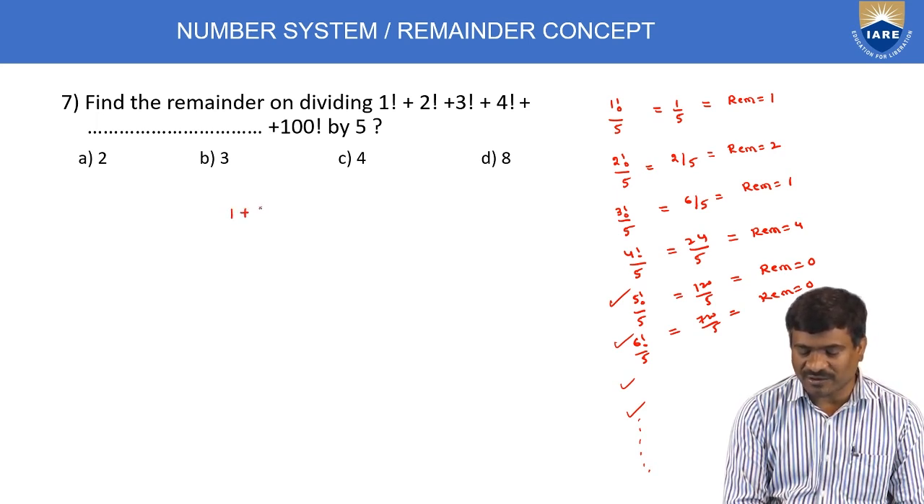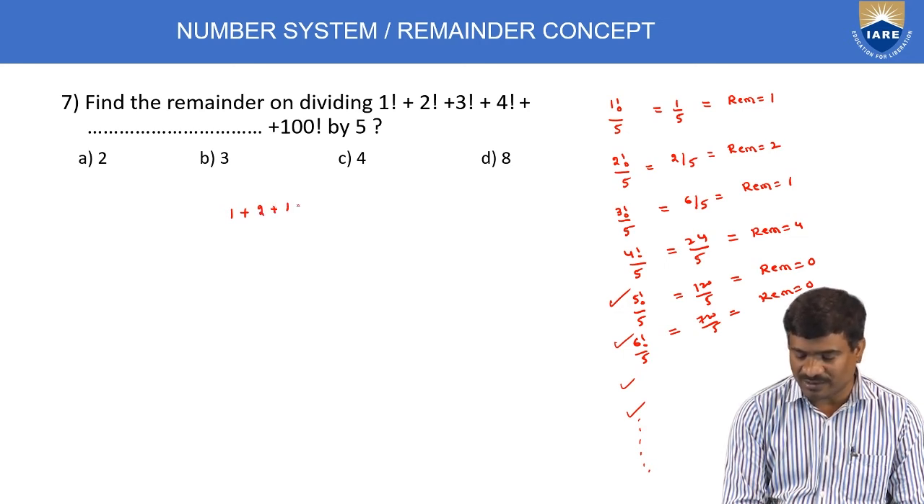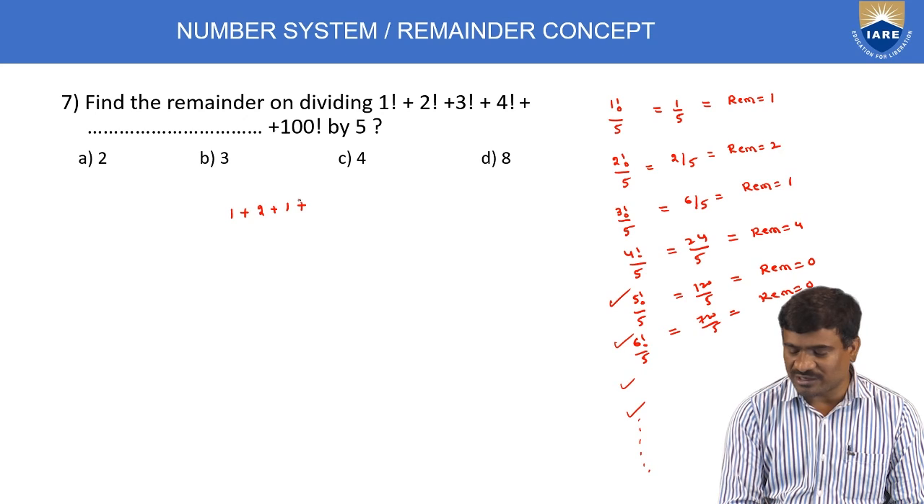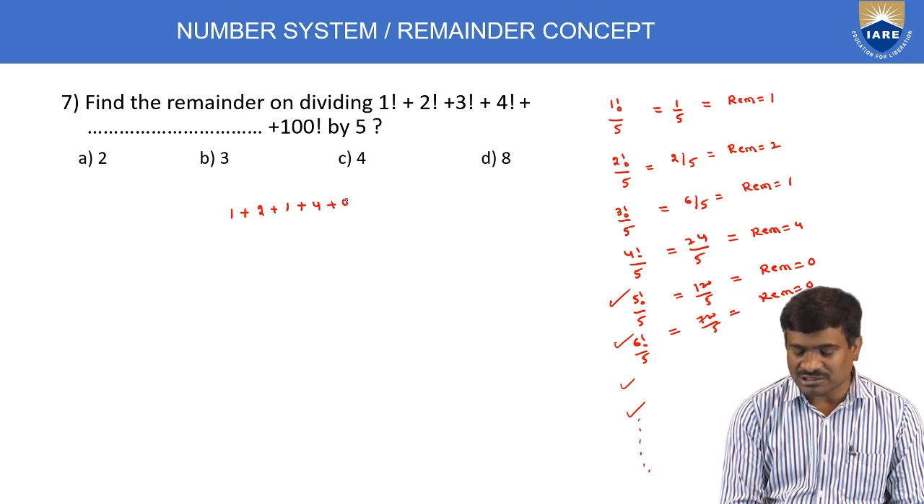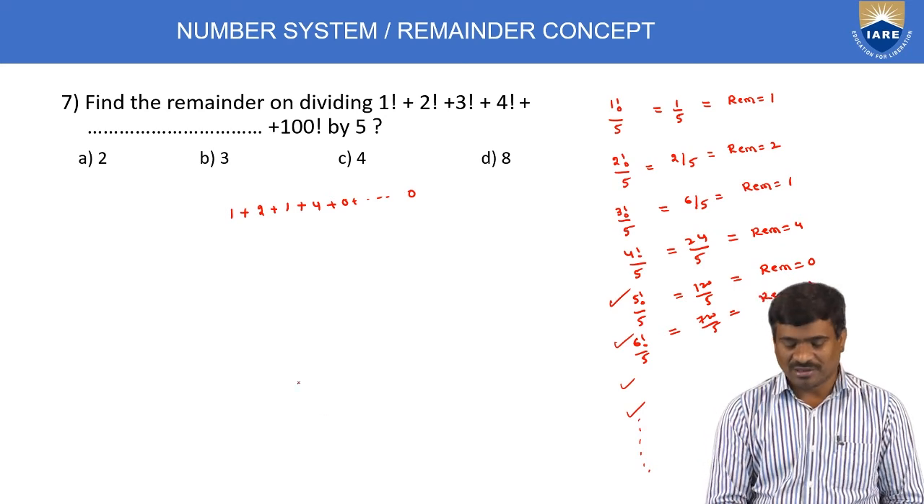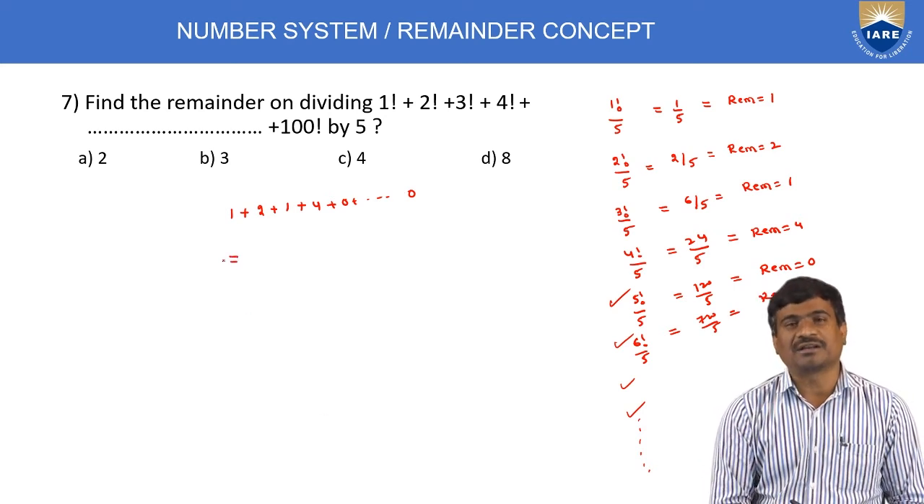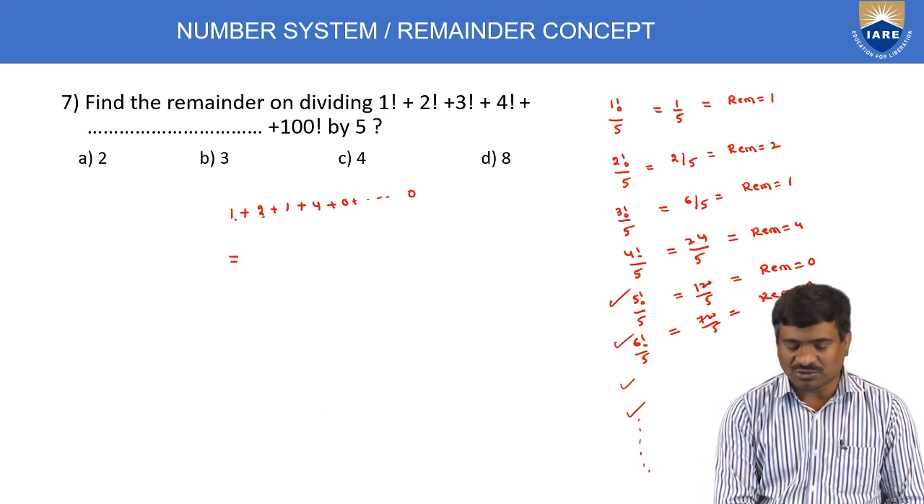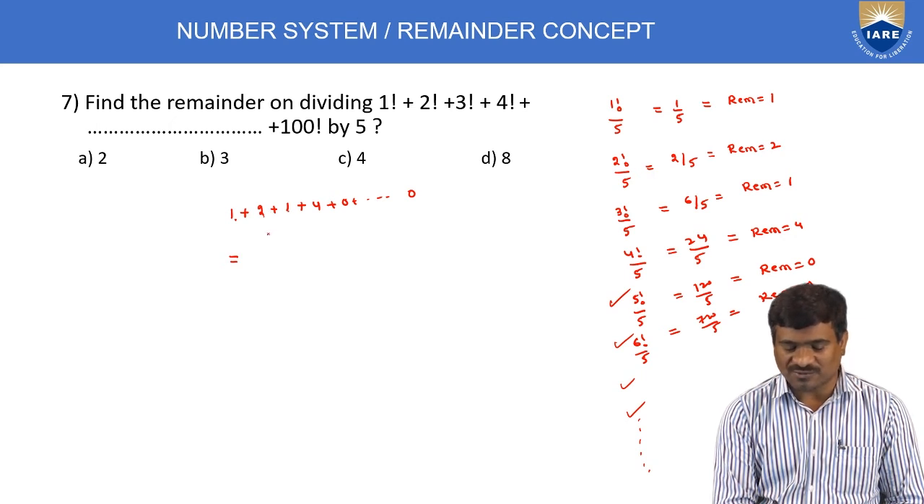2 factorial divided by 5, remainder 2. 3 factorial divided by 5, remainder 1. Next, 4 factorial divided by 5, remainder 4. Here the remainder is 0 and 0, up to 100 factorial, remainder 0. Next, apply the operator addition. Here 1 plus 2, 3 plus 4, 4 plus 4, 8.